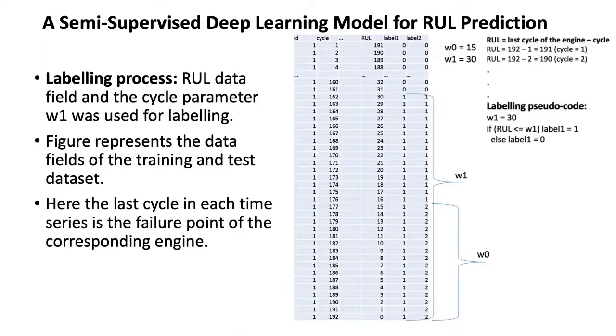For example, for work cycle 13, the labeling pseudocode looks something like this. If the remaining useful life is smaller than or equal to 13, the failure is labeled as a 1, otherwise it is labeled as a 0.